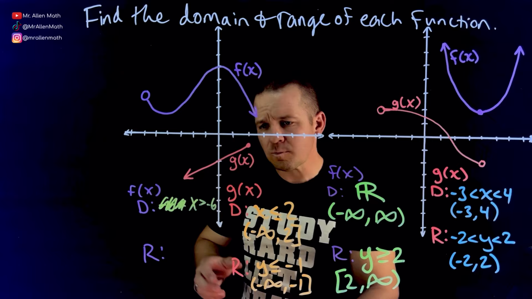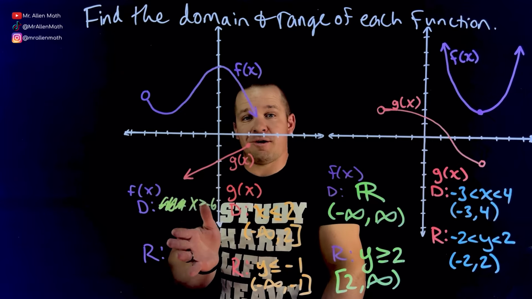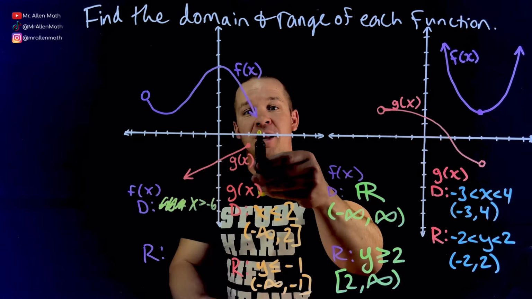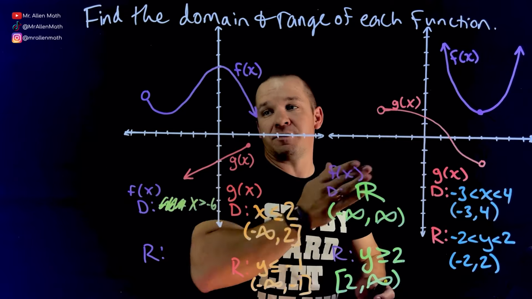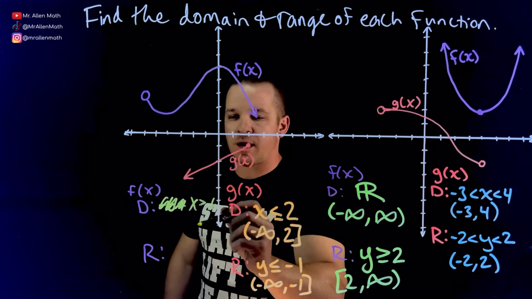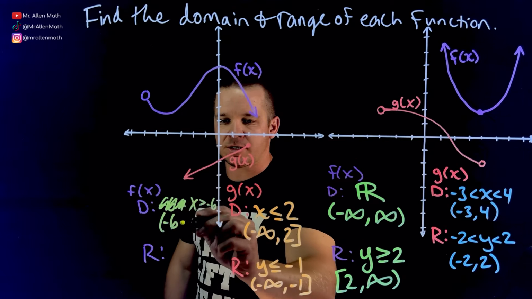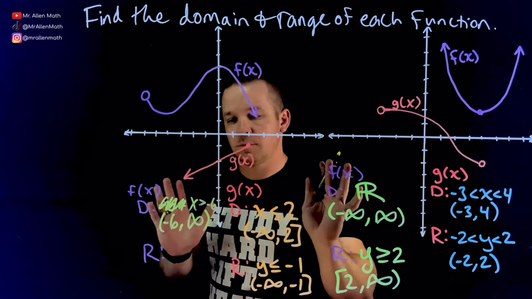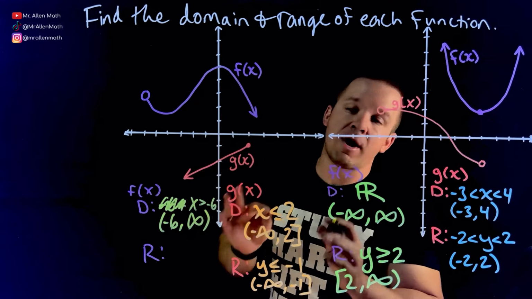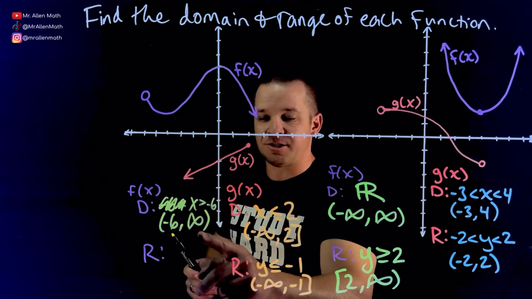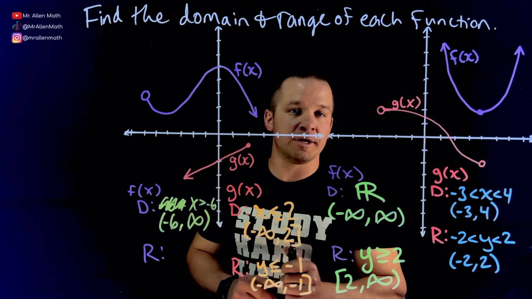So I started out thinking I'm going to end it over here, but then I looked and I'm like, oh, there's an arrow. It just keeps going. So x is greater than negative 6. Or you could write it as negative 6, comma, infinity. No brackets, okay, only parentheses. I cannot get to infinity. And I'm not including negative 6.